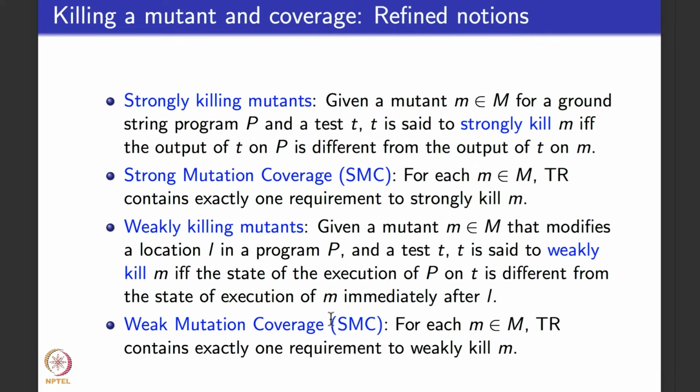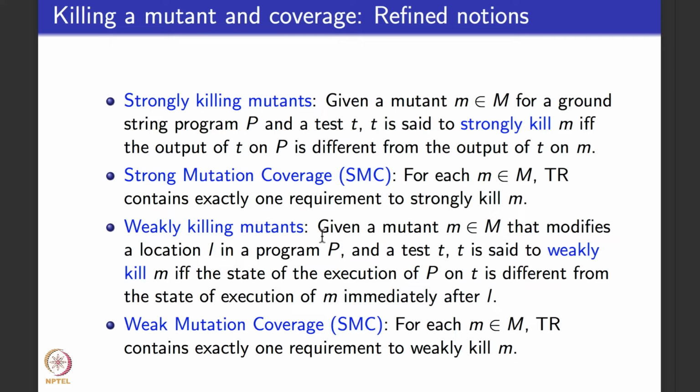So we split killing the mutant into strongly killing mutants and weakly killing mutants. Strongly killing is what we saw as killing a mutant earlier. Given a mutant for a ground string program P, a test case T is said to strongly kill the mutant if the output of the program is different from the output of the mutated program, which means propagation has happened all the way and revealing has also happened. The test case has managed to strongly kill it. So I change mutation coverage to strong mutation coverage, which says for each mutant, the test requirements contain exactly one requirement to strongly kill that mutant.